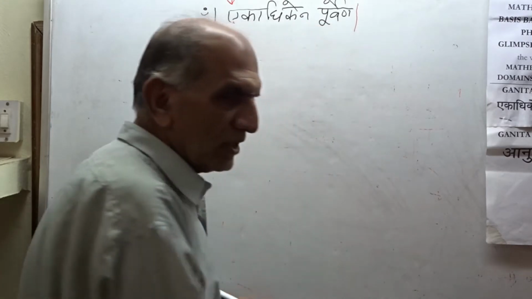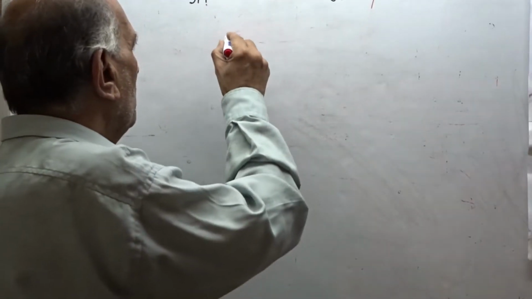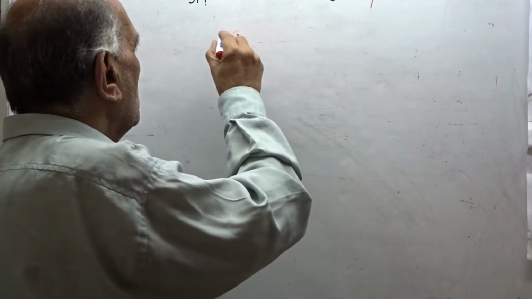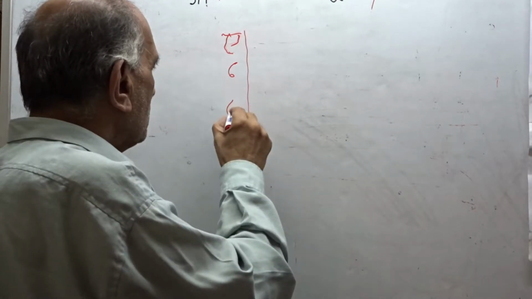Therefore, the mathematical domain of Ganita Sutra 1, Ekadhikena Purvena, with the structural key as L of value 6 and the mathematical domain as 6-space domain.